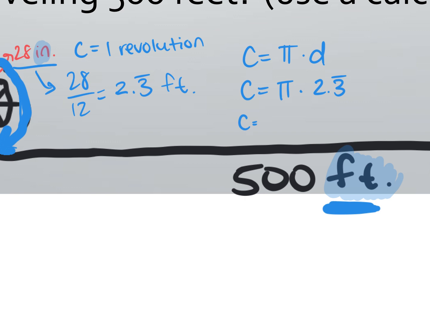7.2? 7.2 feet. Yep. I didn't get 7.2. What did you get? 7.3. Did you use 2.3 or 2.3 repeating? I did 28 divided by 12 times pi.